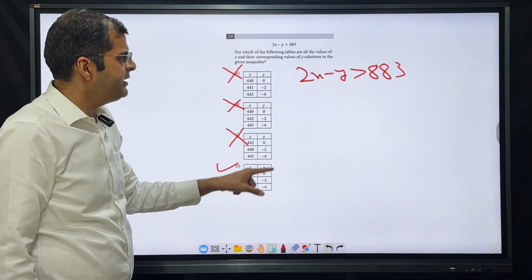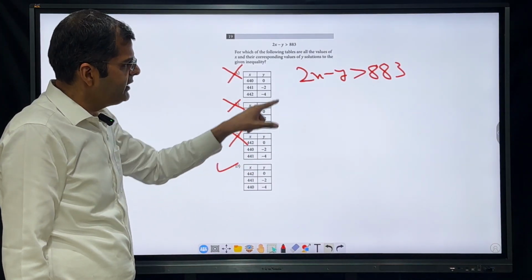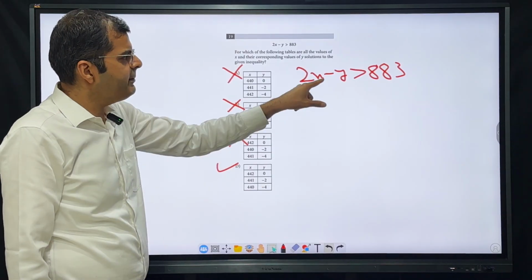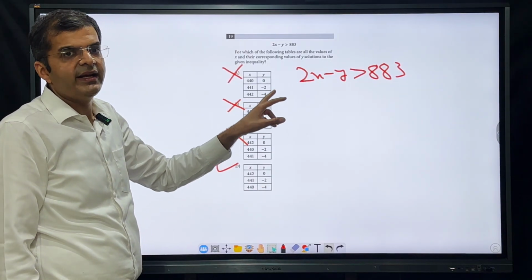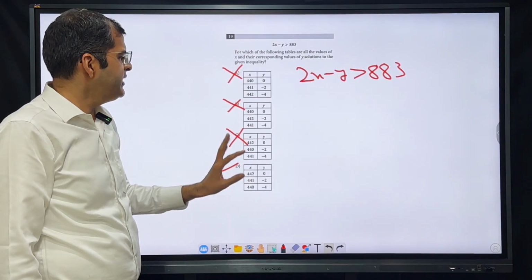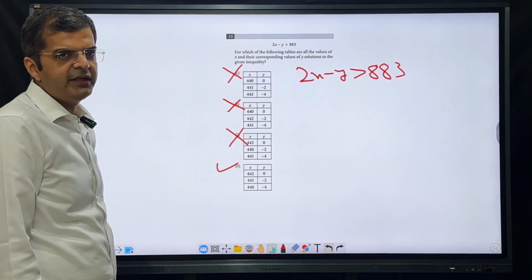And finally, 440 and minus 4 will also work. 440 times 2 is 880. 880 minus minus 4 means 884. 884 is greater than 883. So this also works. So answer option D is the right answer here.